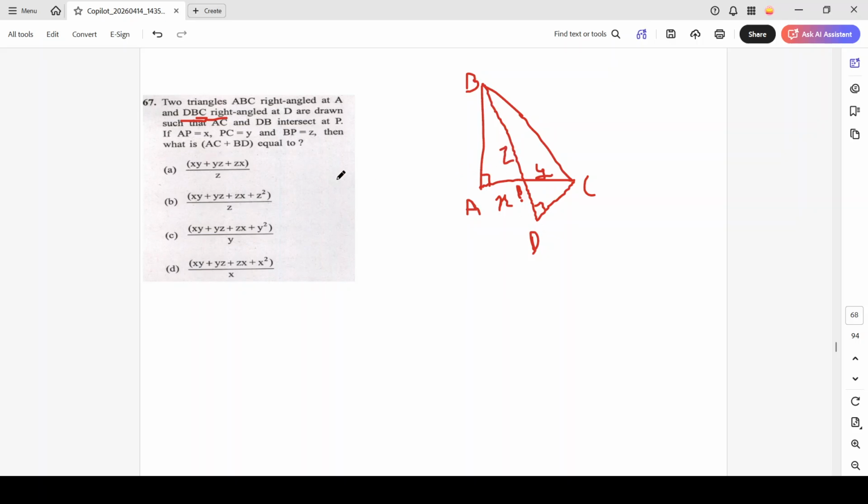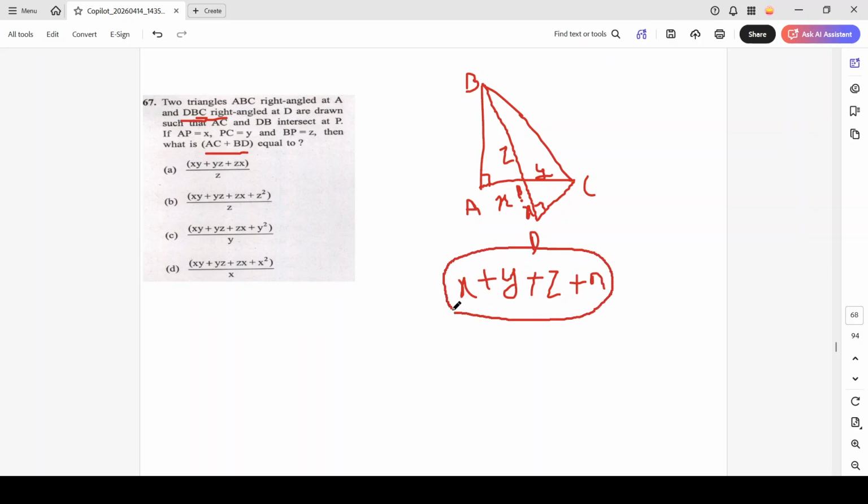Okay, then AC plus BD. What is AC? This is AC, and what is BD? This is BD. If we take it as N, then what we have been asked is AC, that means X plus Y, plus BD, Z plus N. This is N. This is what we have been asked the value of.